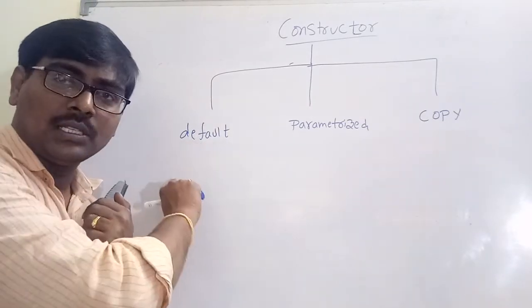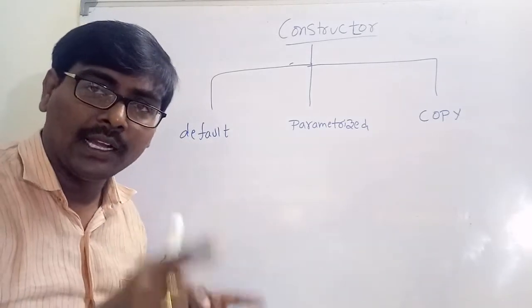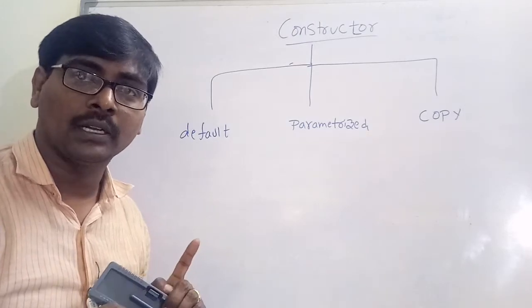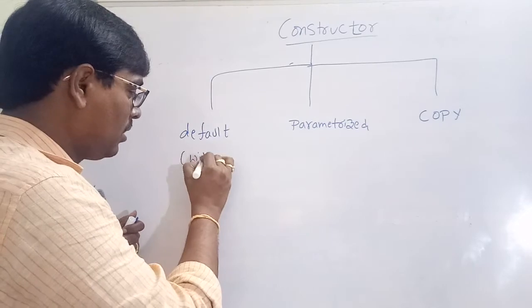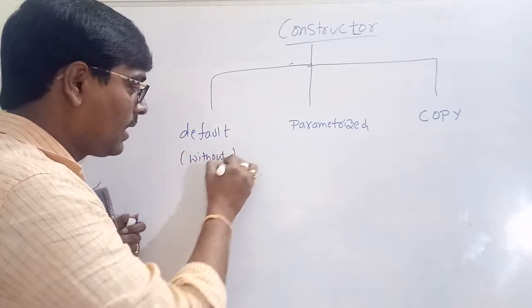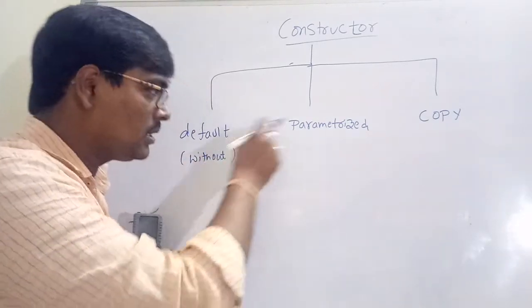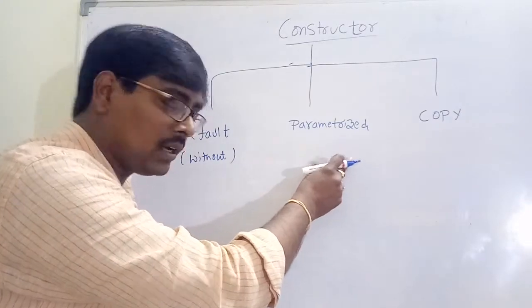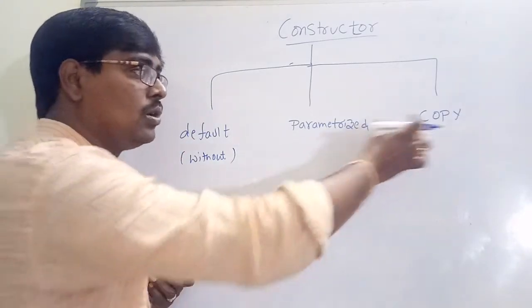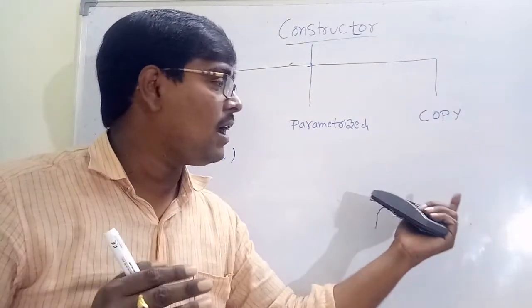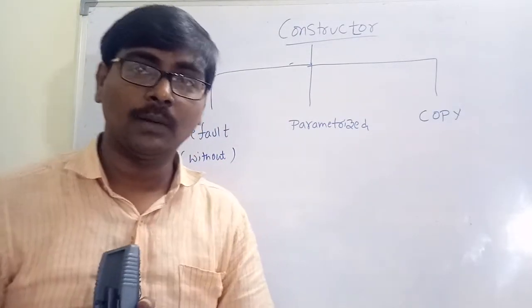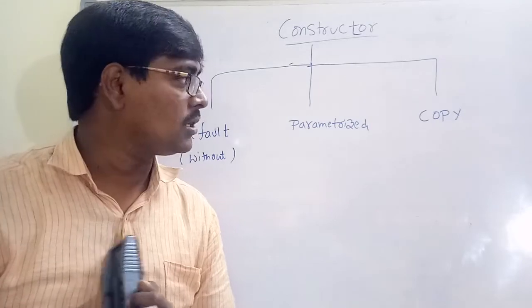Default constructor means, in the previous case we are writing the constructor without any parameters. So simply, a default constructor is a constructor without any parameters, and a parameterized constructor is a constructor with parameters. This is the main difference between these two. Copy constructor means one object uses the values of another object.